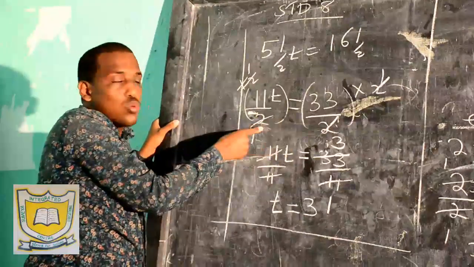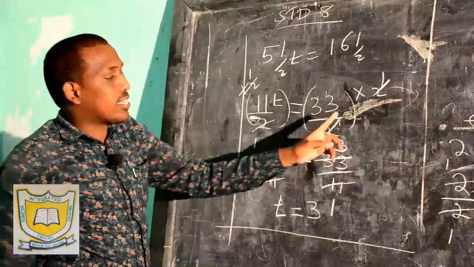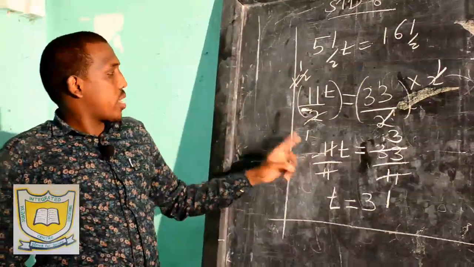So if it is 2 and 2, we get the LCM. The LCM of 2 and 2 is 2. So we multiply both sides by 2, times 2 times 2. By 2, 1, by 2, 1.